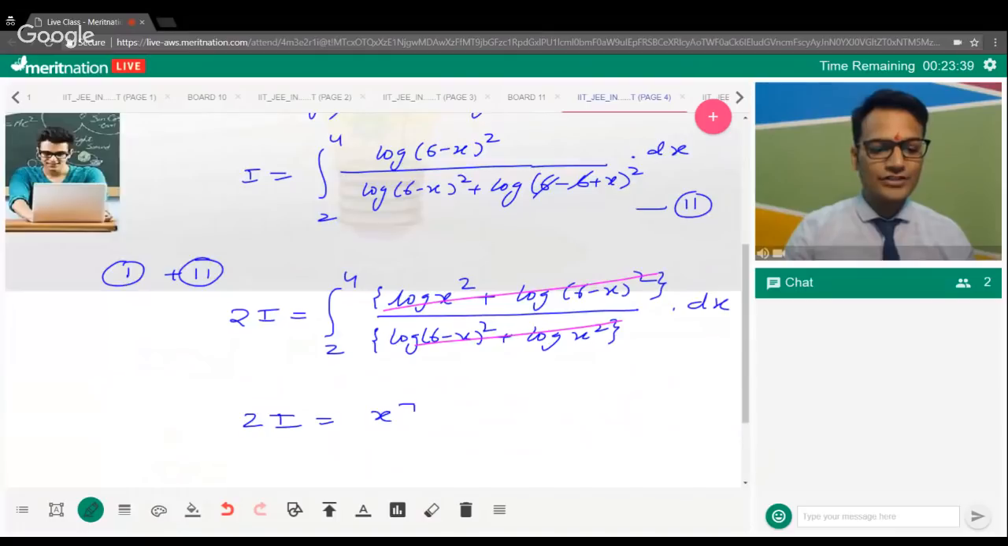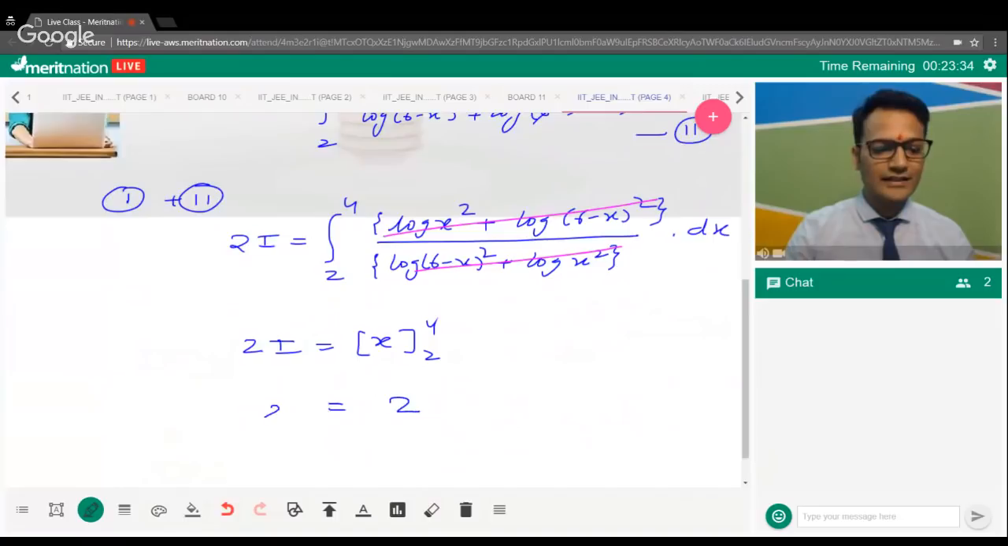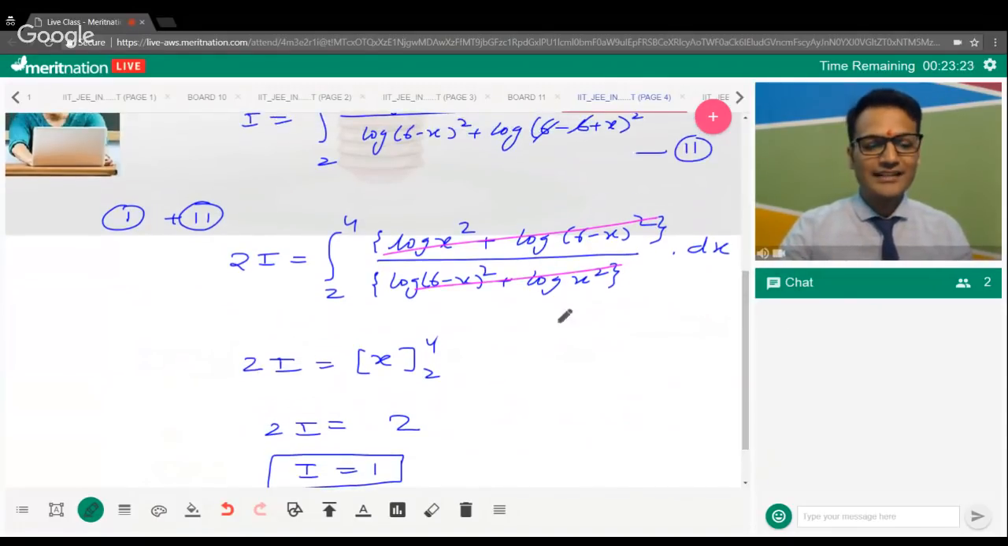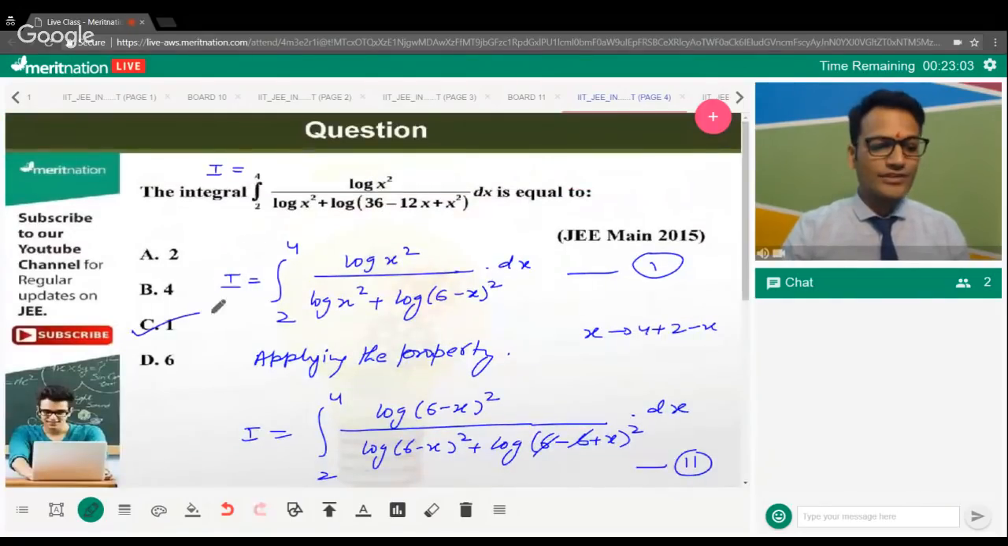The integration of this will just be x. We need to apply the limits 2 to 4, so it is 4 minus 2, which is 2 over here. This is 2I. Hence, I turns out to be equal to 1, not 2. Even after knowing the answer to the question, most of us could get trapped over here because we tend to forget this 2I. If the process is very long, we tend to forget that it's being written 2I. So a better idea is to pull this 2 directly into the denominator initially, so as to avoid that mistake. Anyways, the answer to the question will be 1, which is C.